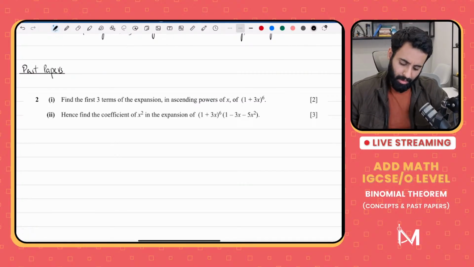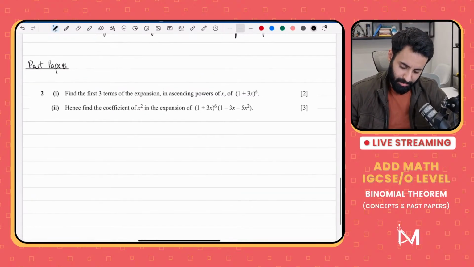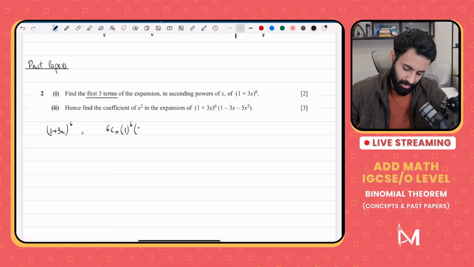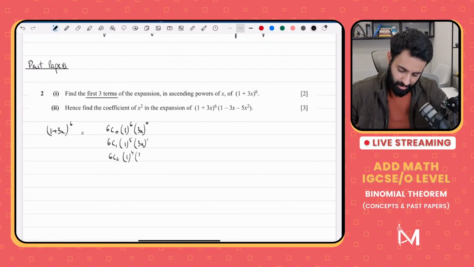Don't worry about it. Find the first three terms in the expansion of 1 plus 3x, the whole thing, power 6. So it's just a 2-mark question. And remember, you want just the first three terms. So please don't bother expanding the entire thing. So that's going to be 6c0, 1 raised to the power of 6, 3x raised to the power of 0. Then it's going to be 6c1, 1 raised to the power of 5, 3x to the power of 1. Then it's going to be 6c2, 1 raised to the power of 4, 3x raised to the power of 2. That's it. Now let's work this out, see what do we get.